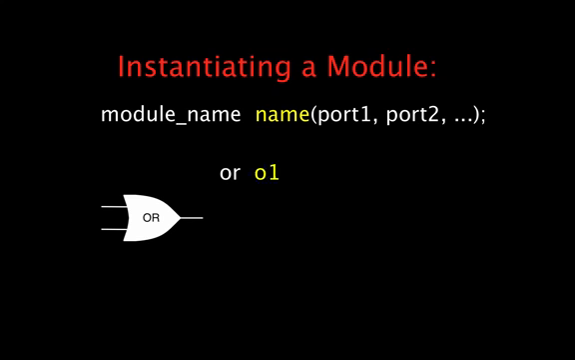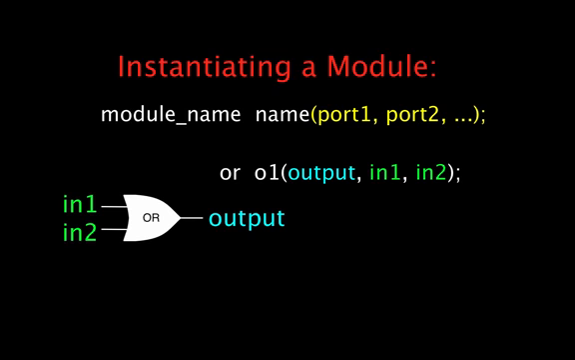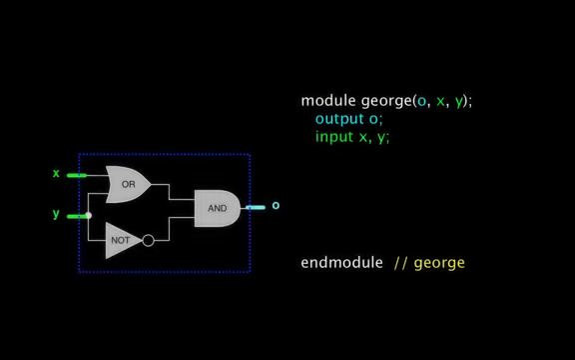I'll use O1. To connect the ports, I need to know how they are ordered in the module's definition. Verilog's built-in modules follow the convention, so the output port is first, followed by the input ports. So let's see how to connect this OR gate up in our circuit. We instantiate it in our module and we see that its inputs connect to our 2 input ports, X and Y. So we write X and Y in the input port definition of our OR gate, indicating that the OR gate's inputs are connected by wires to our module's inputs.